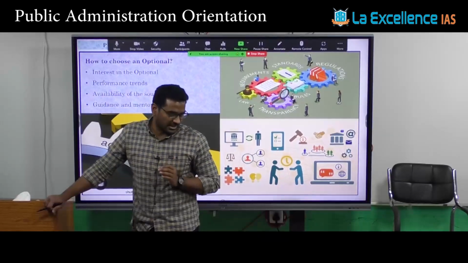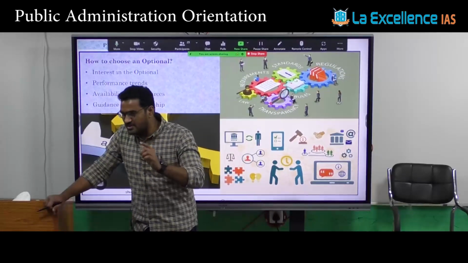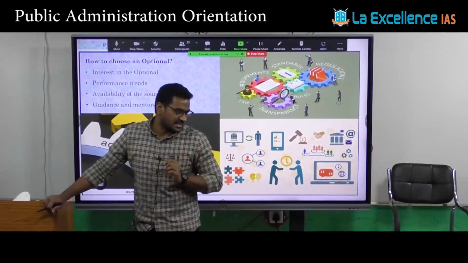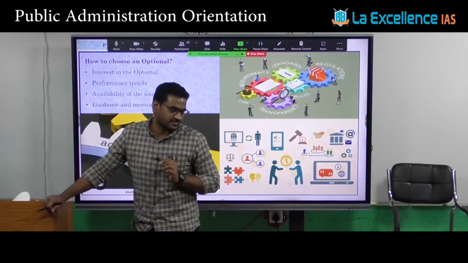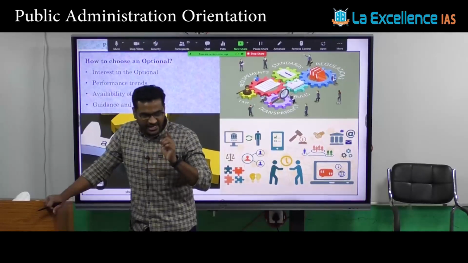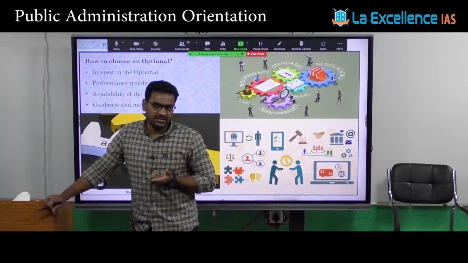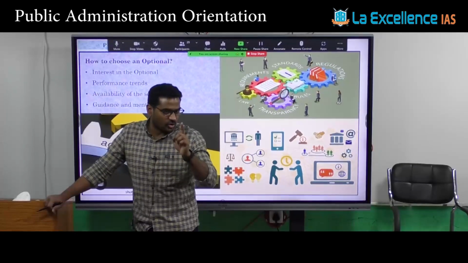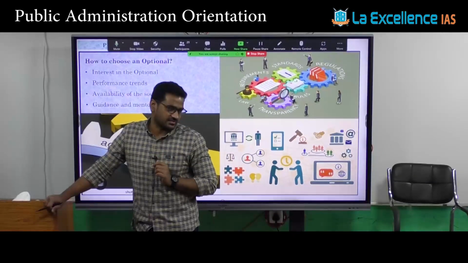In 2013, the topper was from economics. In 2014, the topper is from geography. In 2015, the topper is from political science and international relations. In 2016, the topper is from Kannada literature. In 2017, the topper is from anthropology. In 2018, the topper is from mathematics. In 2019, the topper is from public administration. In 2020, again, the topper is from anthropology.